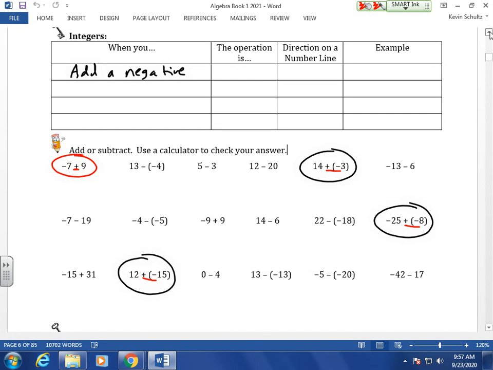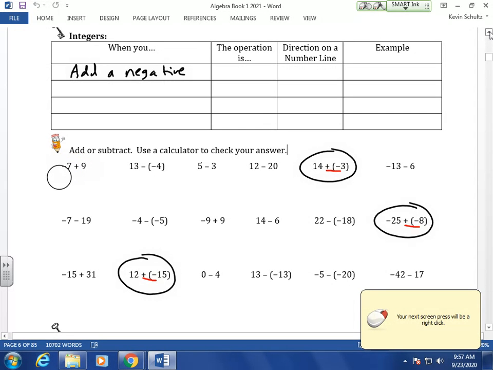The sign of the number that you're starting with has nothing to do with the operation. Nothing. All it means is where on the number line you're beginning. Here we're starting at positive 14 and we're adding negative 3. Look at what's in between. Starting at negative 25 and adding negative 8. Look at what's in between. Okay? So that is the difference there.